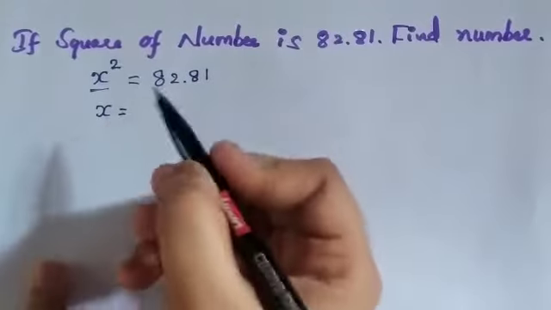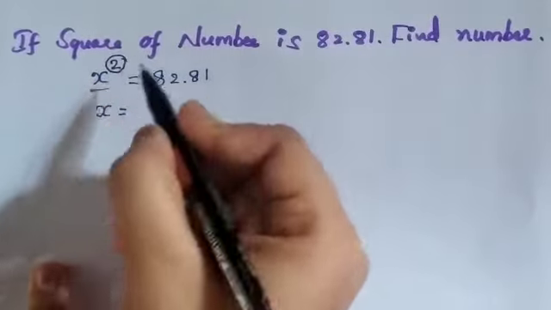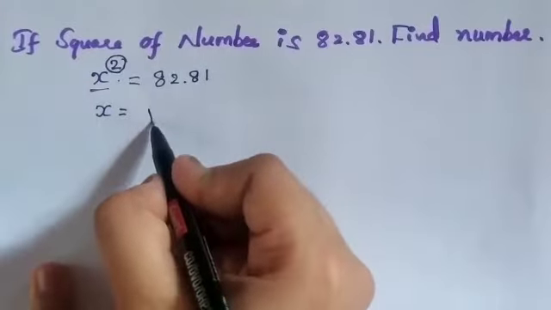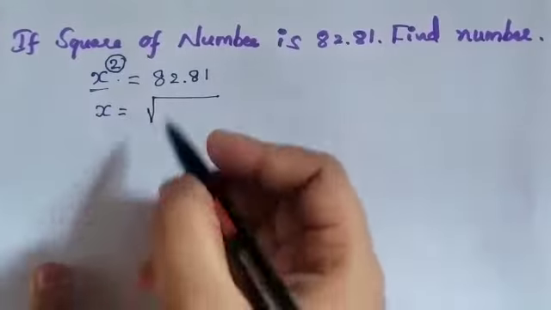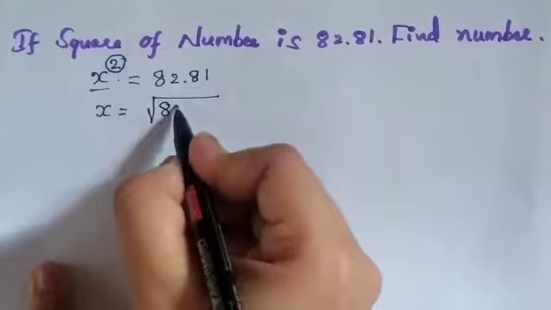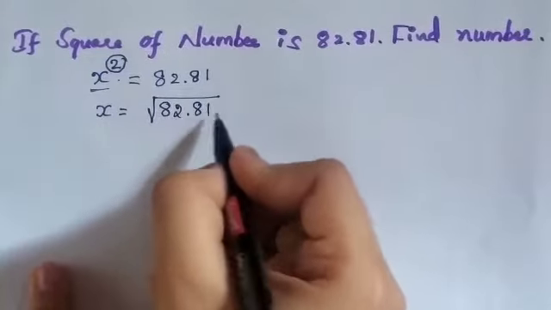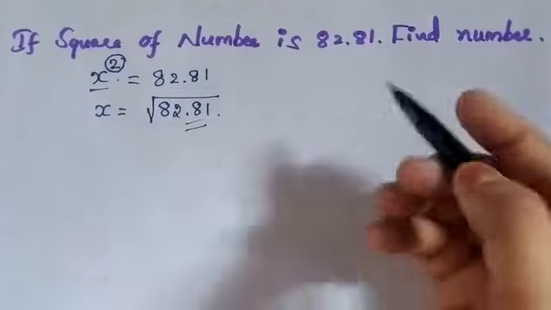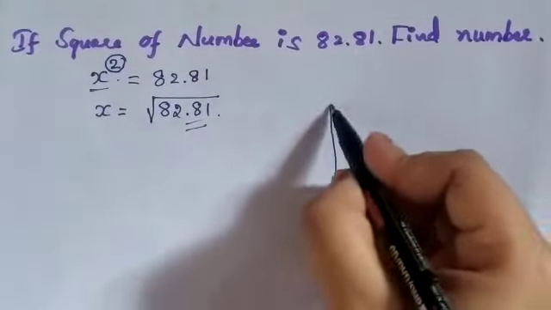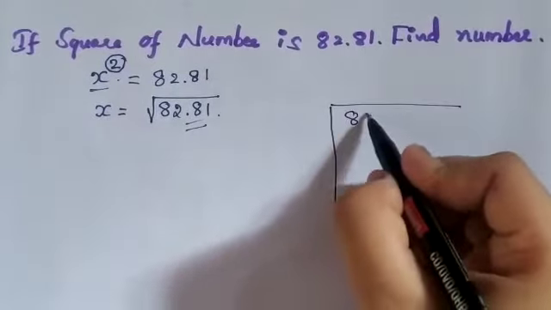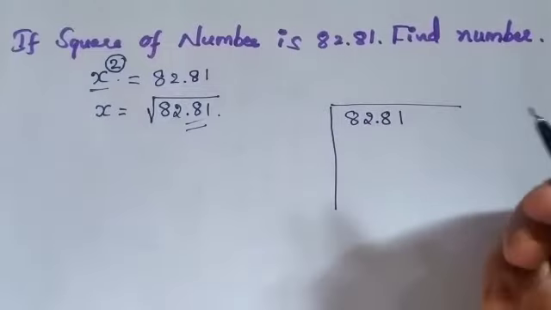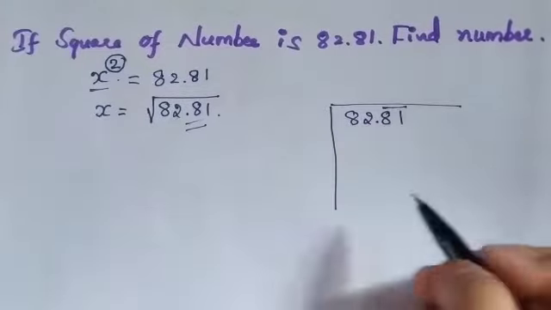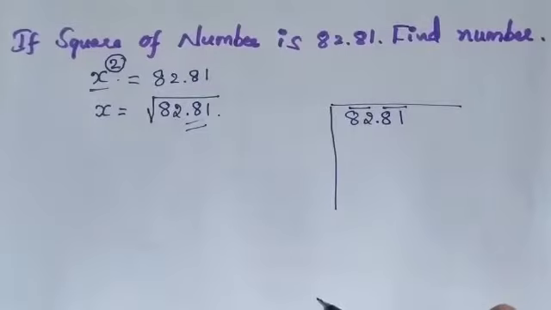x will be equals to this 2. When it comes from left side to right side, it becomes square root. So x equals to square root of 82.81. So now you know it is easy to find the square root here. So how? By the division method we are going to find. So which are the pairs here? This is one pair and this is another pair here.